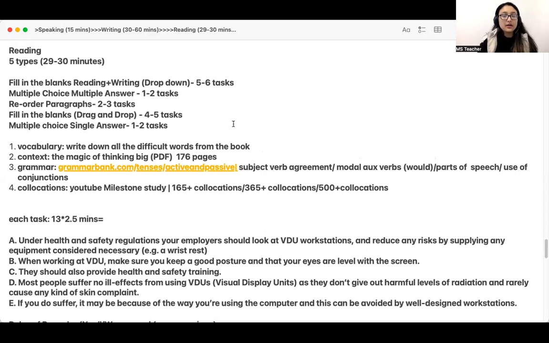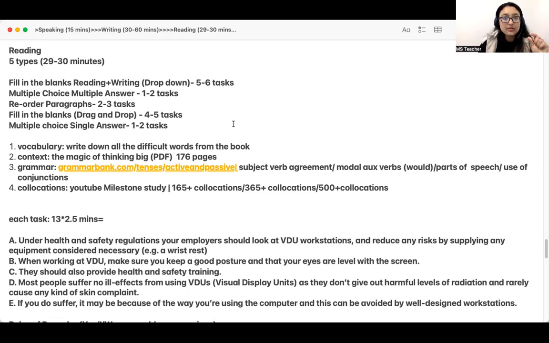Okay. Now, whatever we did yesterday, just a quick recap of all those things. The reading section has 5 types of questions, and we have discussed 3 of them yesterday. We will discuss the rest of it today and also revise everything. So the timing for the reading section is 30 minutes maximum, 29 minutes minimum. So it's not a lot of difference, 29 to 30 minutes.